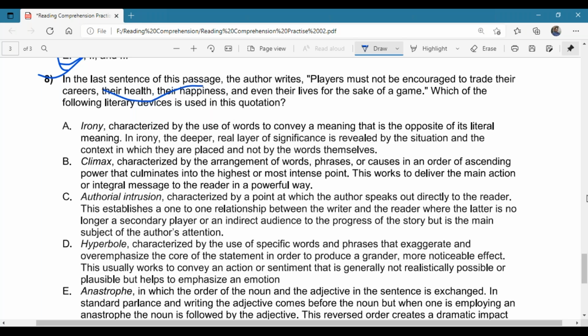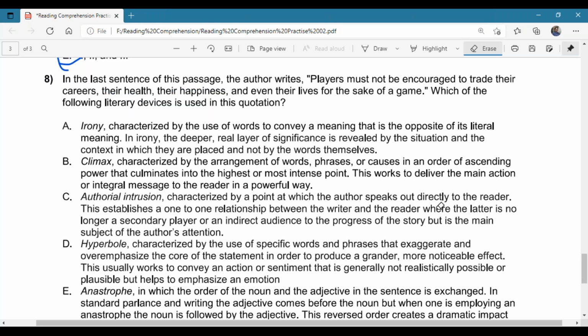In the last sentence of the passage, the author writes, players must not be encouraged to trade their careers, their health, their happiness, and even their lives for the sake of a game. Which of the following literary devices is used in the quotation? To understand this, first of all, you need to understand what a literary device is.